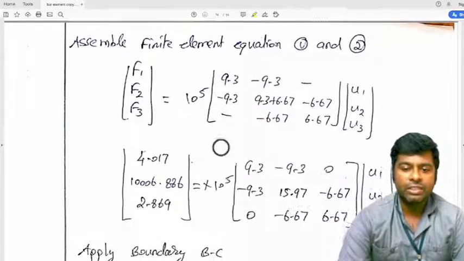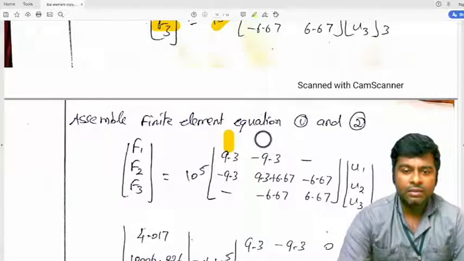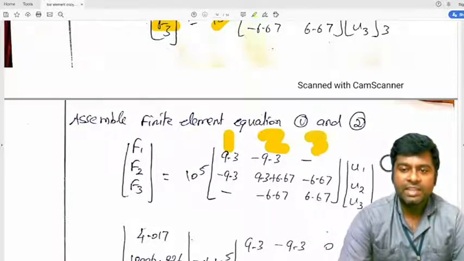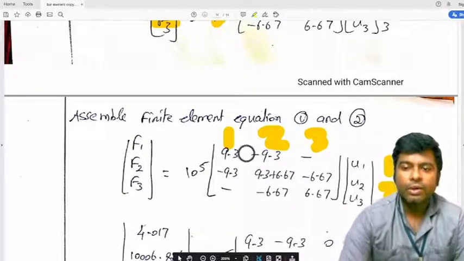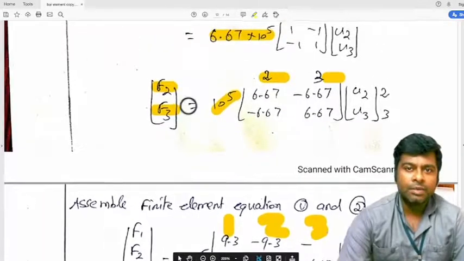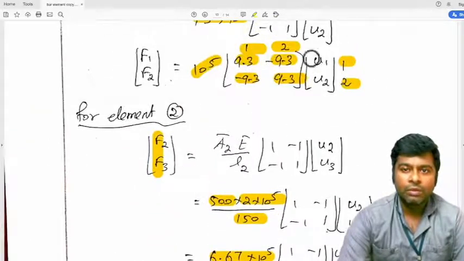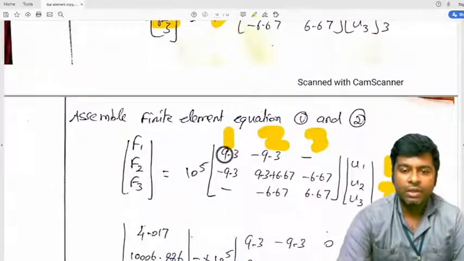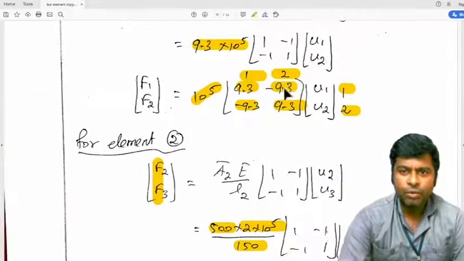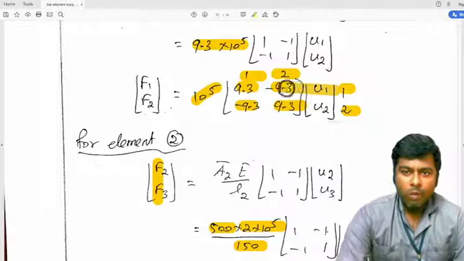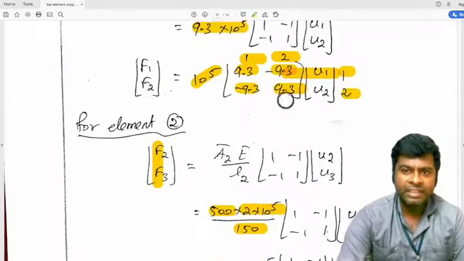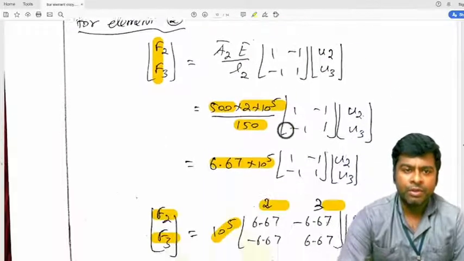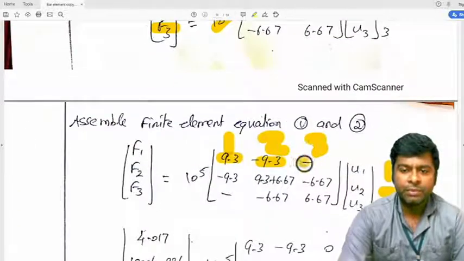F1, F2, F3 equal to the matrix with columns 1, 2, 3 and rows 1, 2, 3. Here we assemble 1 1 equal to 9.3, so write 9.3. 2 1 equal to minus 9.3, so write minus 9.3. There is no 3 1 in element 1 or element 2, therefore simply we put a dash.